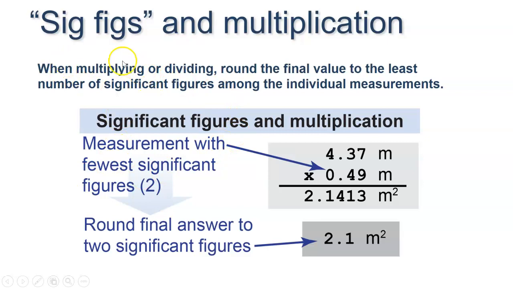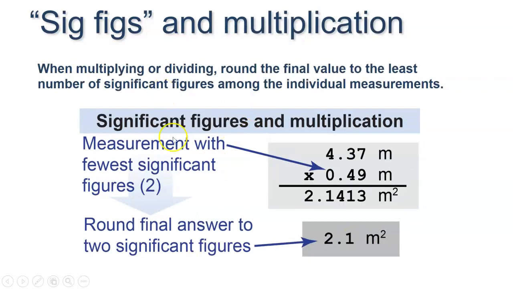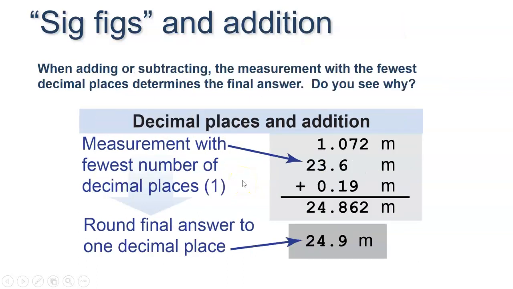When you are multiplying sig figs, round the final value to the least number of significant figures. Okay, so if I'm looking at these two, I don't count leading zeros, so this one has 2 significant figures, this one has 3. My answer should only have 2 significant figures then. This also works for division as well.